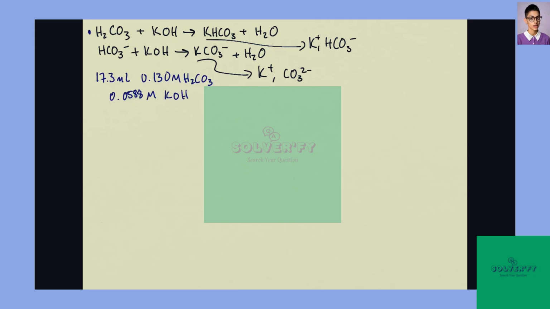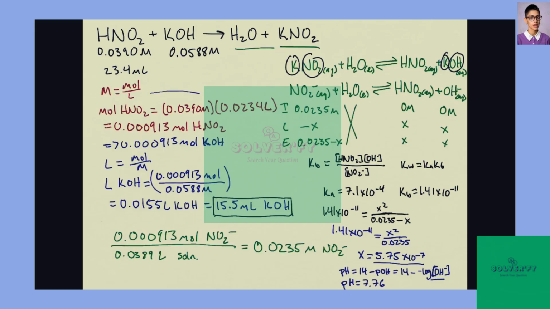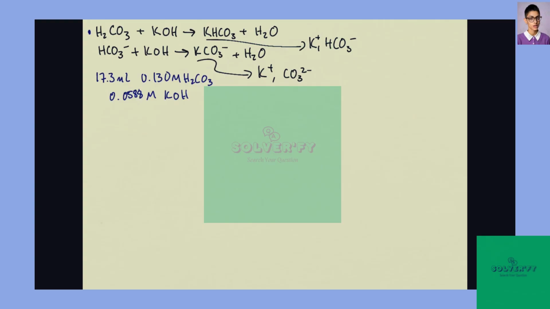Here, just like in the last problem, we can multiply the molarity by the volume to get the number of moles. So if we multiply 0.130 by 0.0173, we get our number of moles of H2CO3, which is 0.00225.